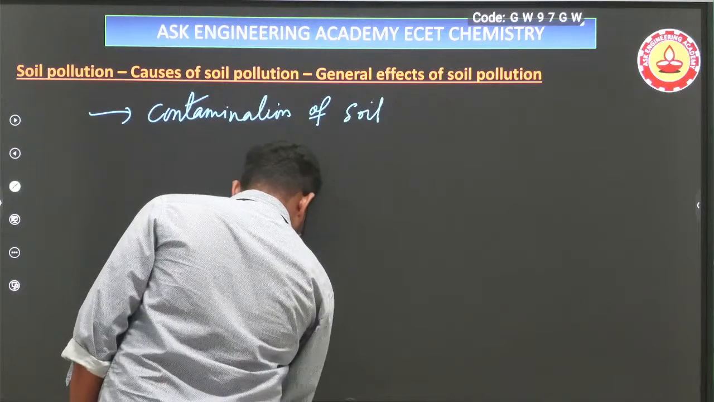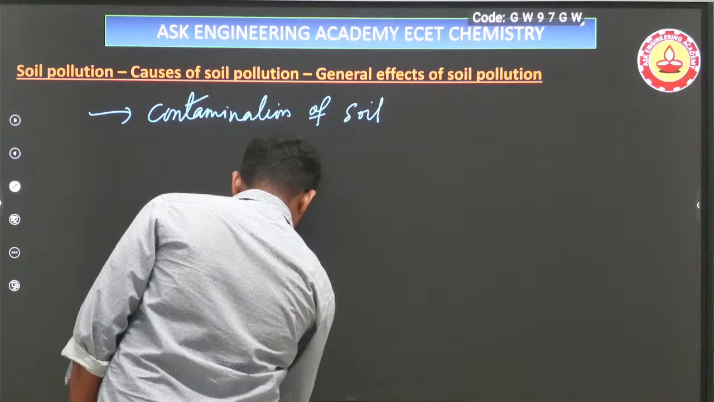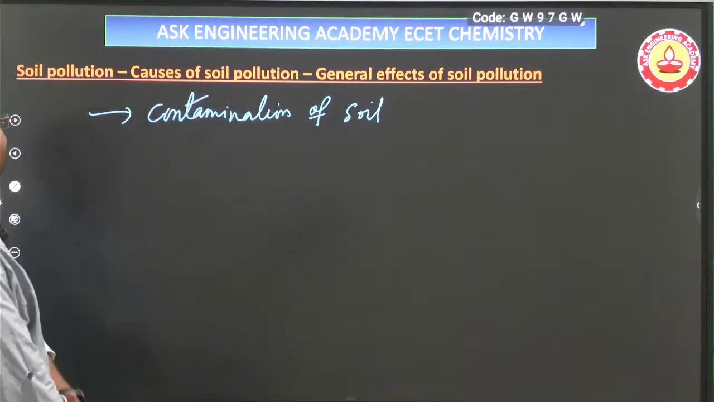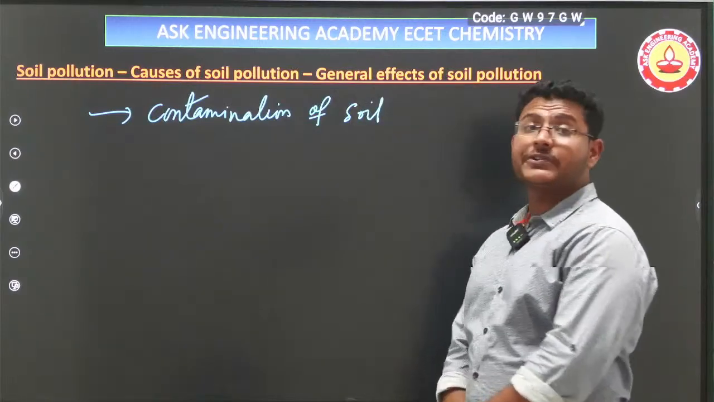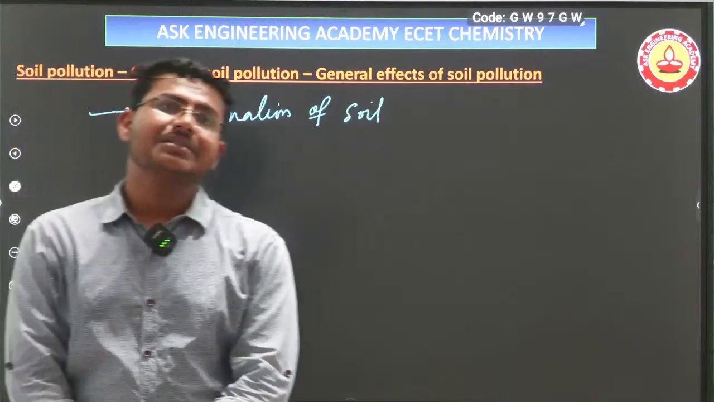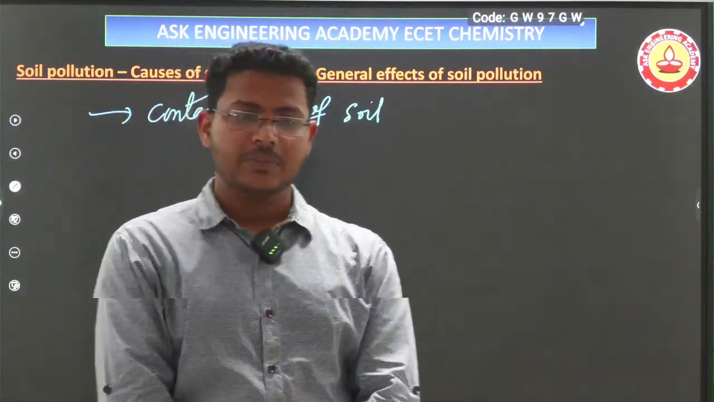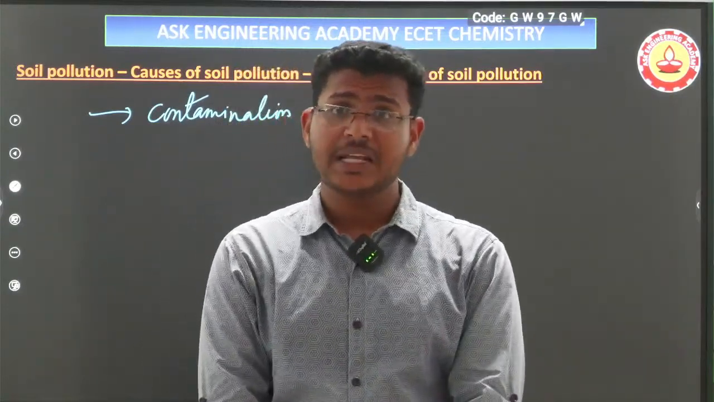Soil pollution is nothing but contamination of soil. Contamination of soil is called soil pollution. Usually, what are the causes of soil pollution? Soil is the one that supports the life system. Plants are generally produced as a result of nutrients that are present in the soil.